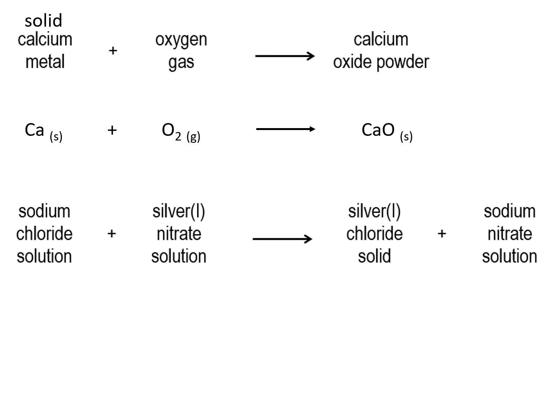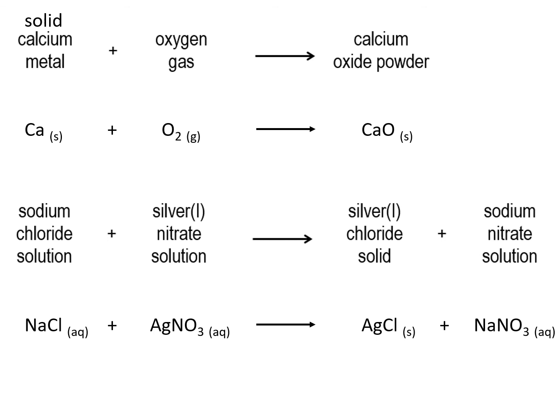So the first one, the calcium metal, it's going to be a solid in this case. Oxygen gas is going to be O2(g), and then calcium oxide powder, well, the only way it can be a powder form is if it is in a solid state. And our next one, we have two solutions to start with, and then the silver chloride is a solid, and then the sodium nitrate is also a solution, so 3 (aq) and 1 (s).